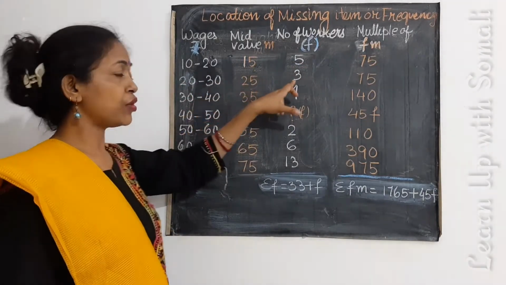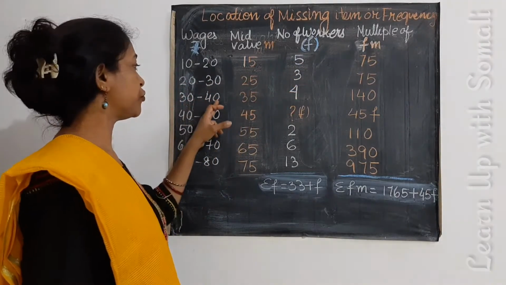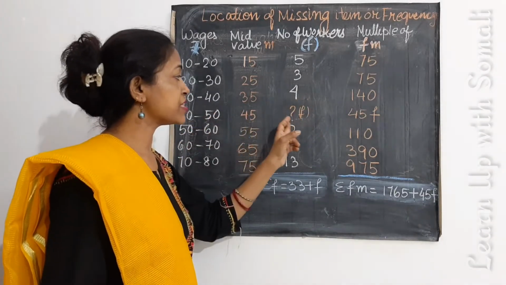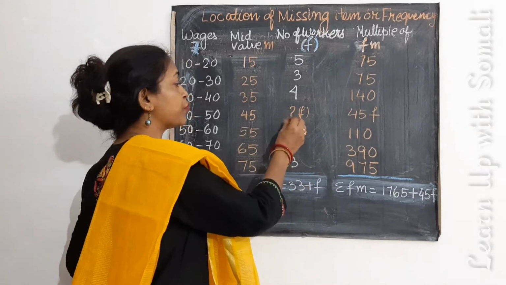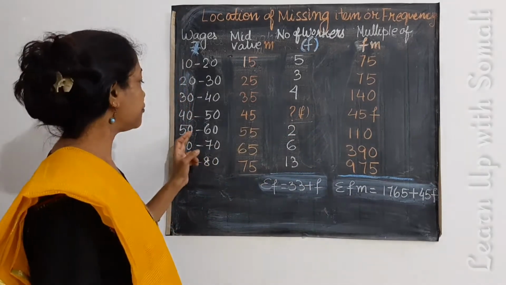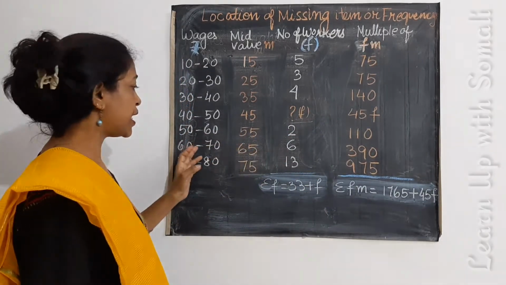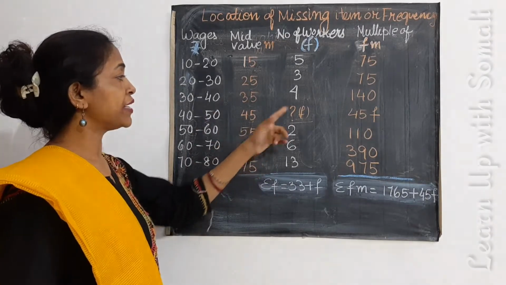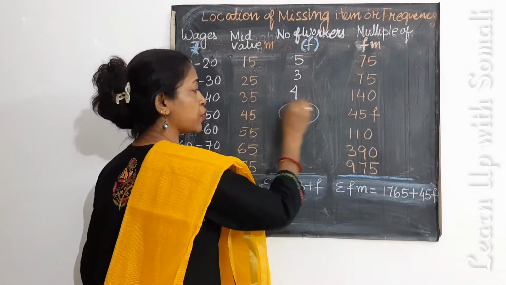20 to 30, 3 workers. 30 to 40, 4 workers. 40 to 50, see, there is a big question mark. That means no frequency is given. Again, 50 to 60, 2 workers. Like this, the frequencies are given. Now we have to find out this particular missing frequency.